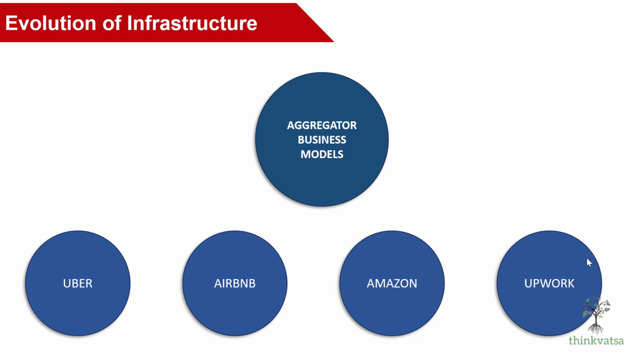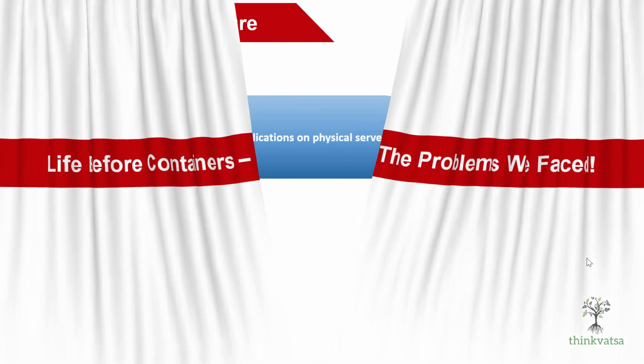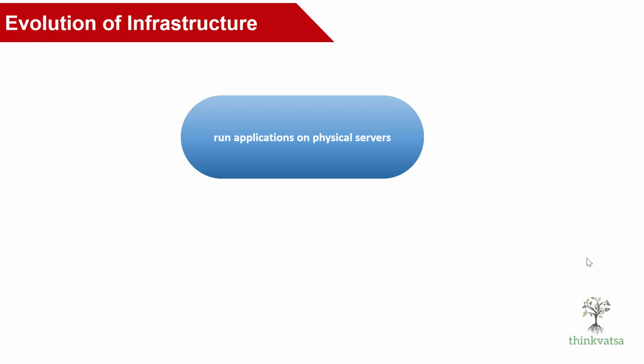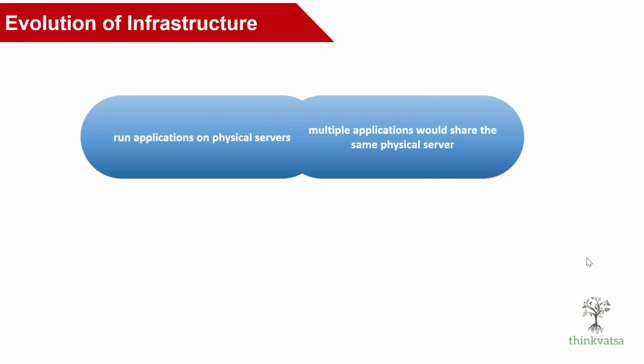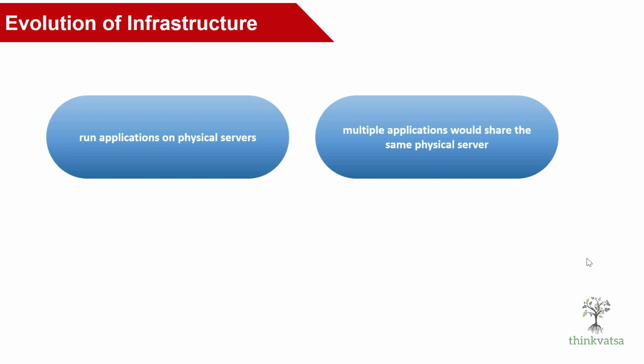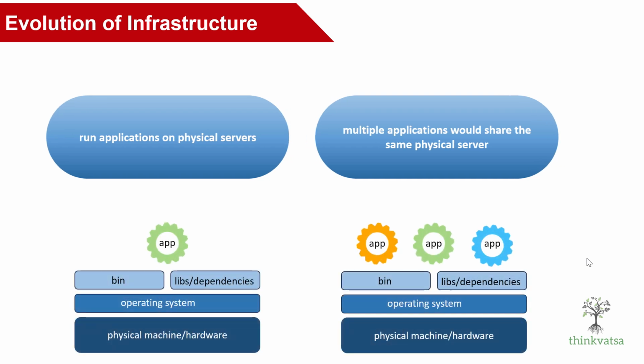And given the scale at which these businesses operate, they must run their applications in a robust manner to keep things going. So the next question is, how do they do it? To understand that, let's go back in time and imagine the world before containers, even before virtualization. At that time, we used to run applications directly on physical servers where multiple applications would share the same machine. But there is a problem with that setup.